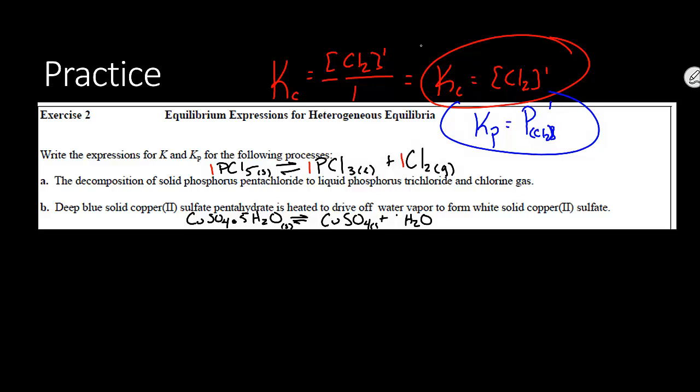So the water vapor is released. We are dealing with a hydrate. It is a solid and it produces a gas. Balancing wise, 1 copper sulfate makes 1 copper sulfate, but 5 waters have to evolve out. Once again, to write our equilibrium expression, it's going to be the concentration of our products over the concentration of our reactants raised to their stoichiometric coefficients.